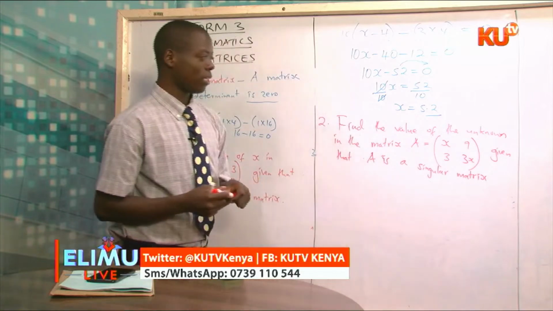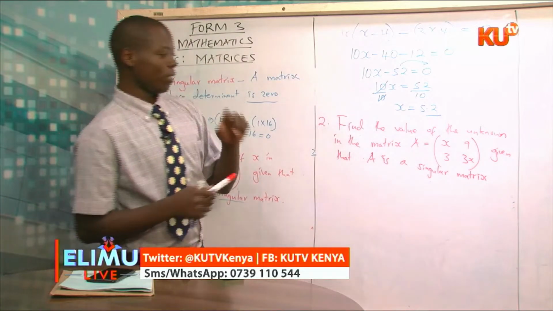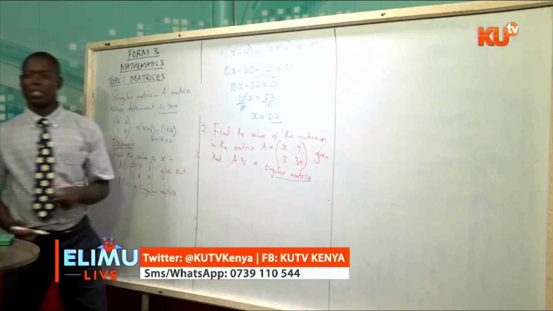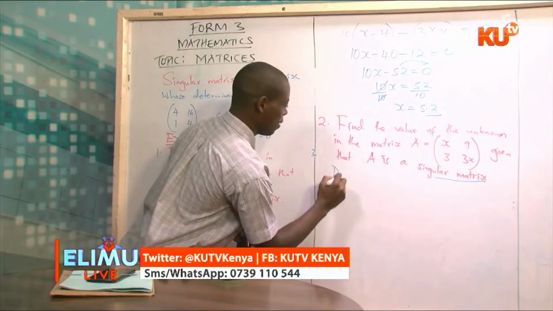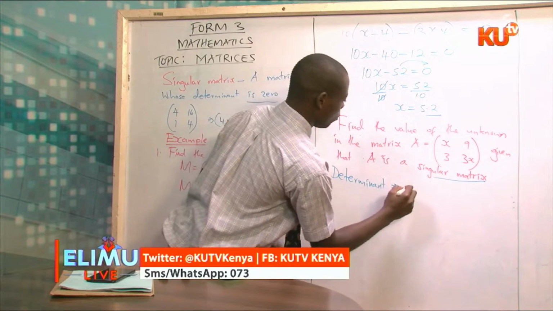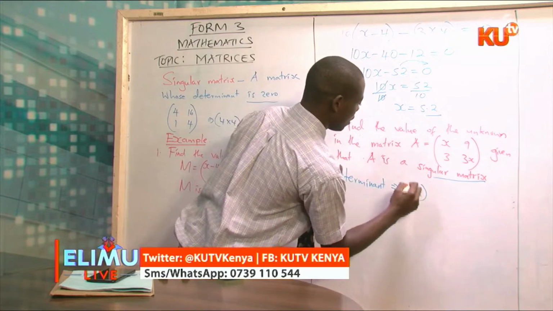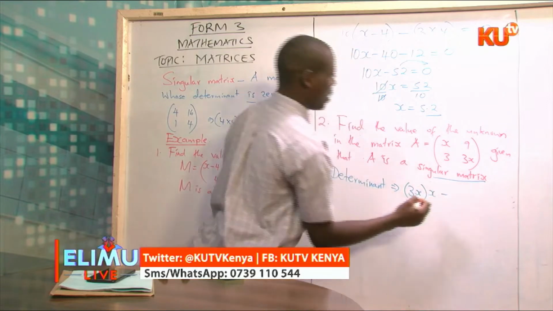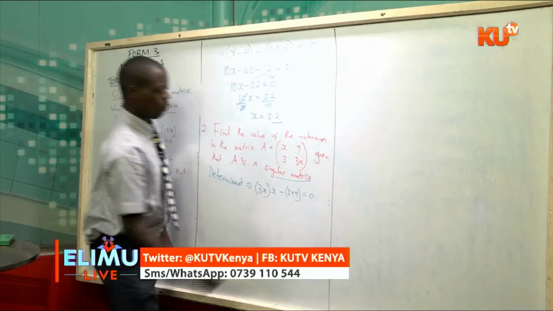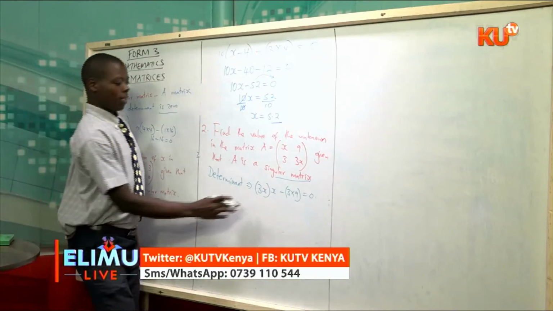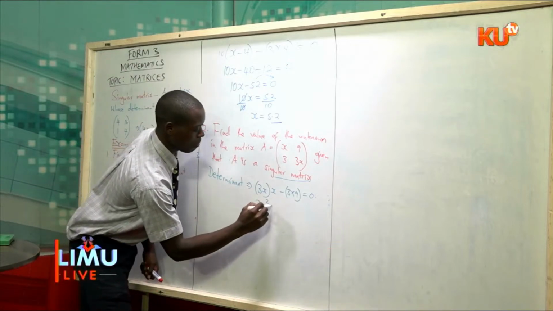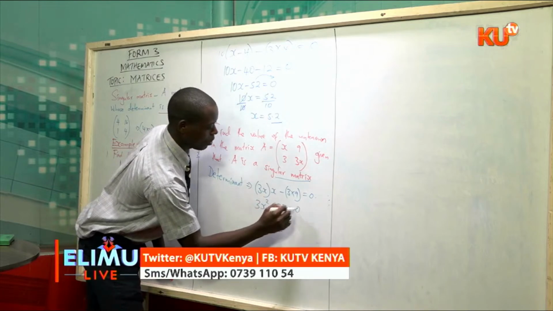So where do we start, students? We start with the fact that we are talking of singular matrices whose determinant is 0. So what will be our determinant? Our determinant will be equal to 3x times x minus 3 times 9, and this will be equal to 0. 3x times x, 3x squared minus 27 is equal to 0.